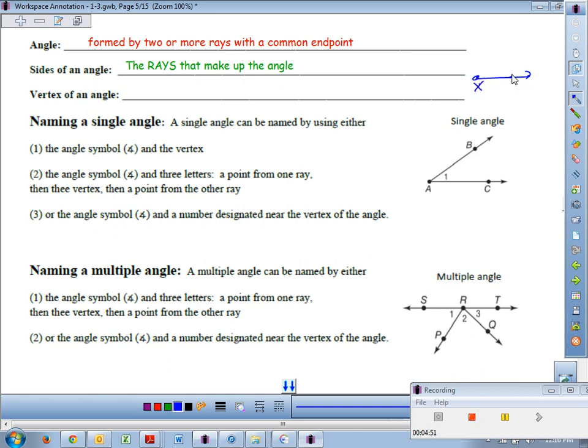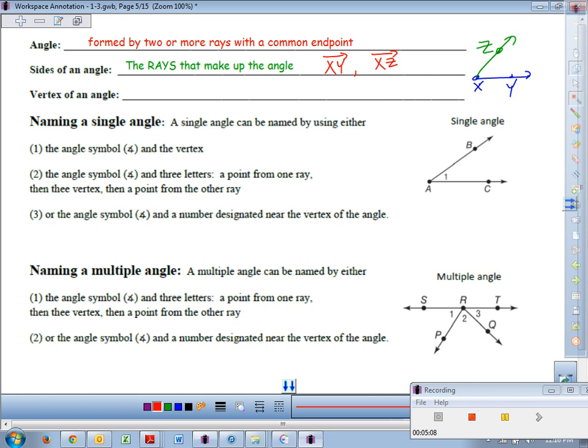The rays that make up the angle. So here's what I had. I got to redraw it. But how many rays make up that angle? Two. So if I asked you to name the sides, wouldn't one of them be ray XY and the other one be ray XZ? Doesn't that kind of make sense right there? Those are the two rays that make up that angle. Those are the sides of it.